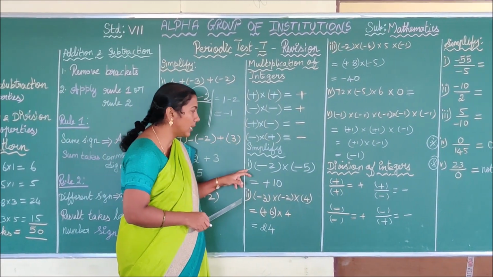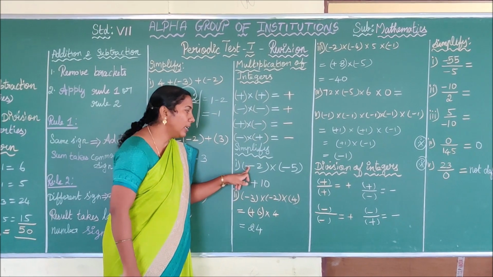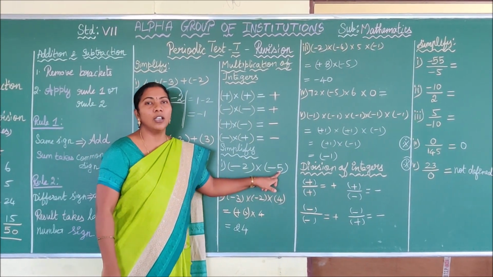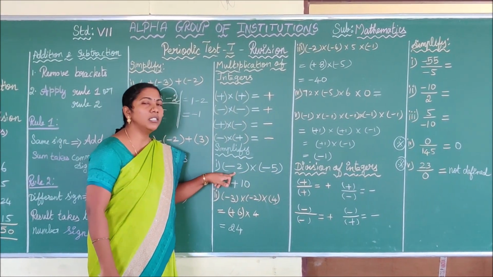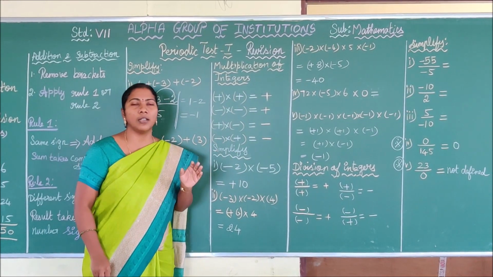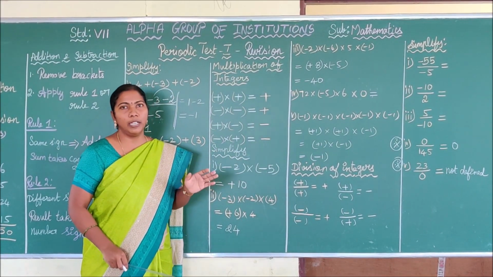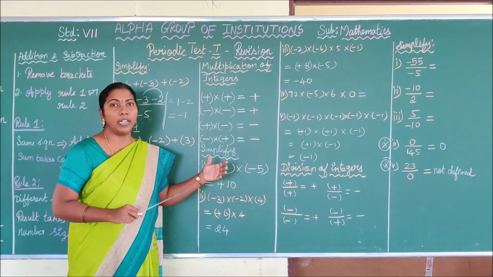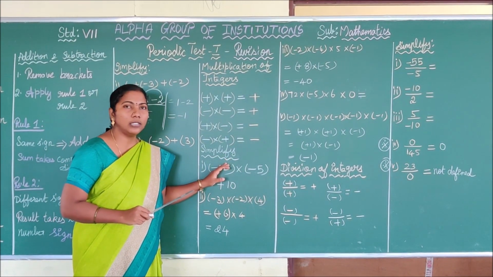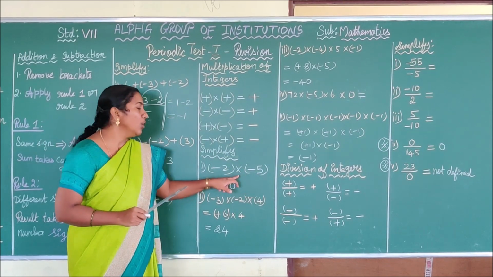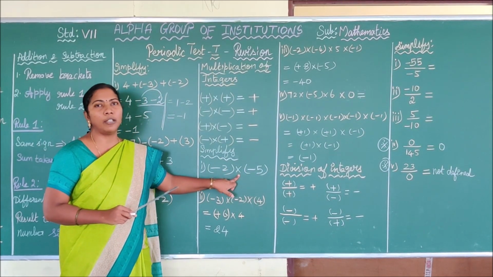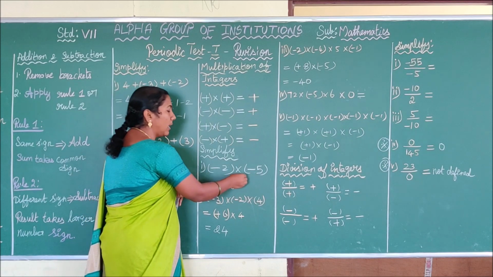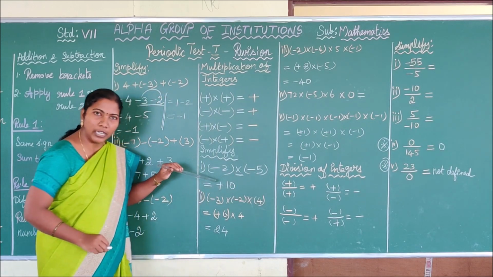Okay? Let us see some examples. See here, minus 2 into minus 5. Once you get the question, first observe whether it is an addition sum, subtraction sum or multiplication. Many of you have confusion about this. If it is a multiplication sum, between the given integers you have the multiplication symbol. See here you have the multiplication symbol, so it is a multiplication sum.